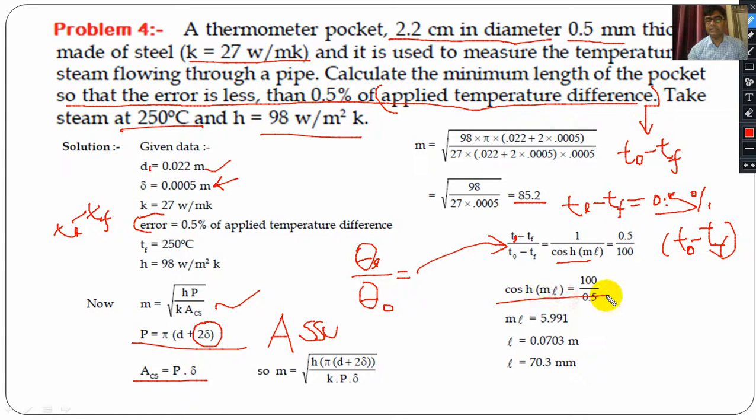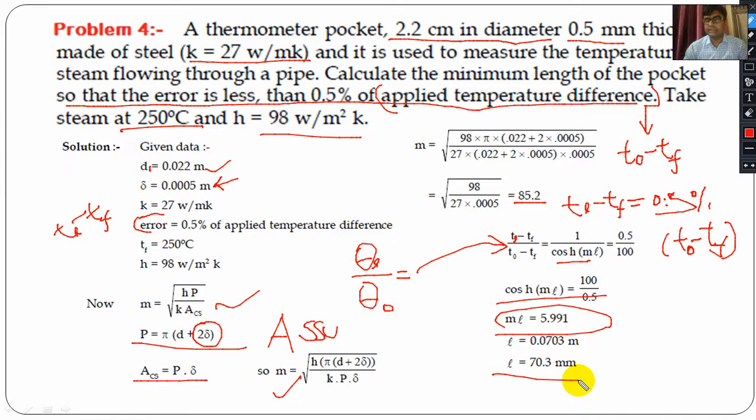So by this expression you easily evaluate the ML value, and you already have the M value, 85.2, so you can get the L value, which is 70.3 mm. Now, 70.3 mm is the answer in that problem. Okay, so it's the minimum length of the pocket so that the error can be limited to 0.5%.